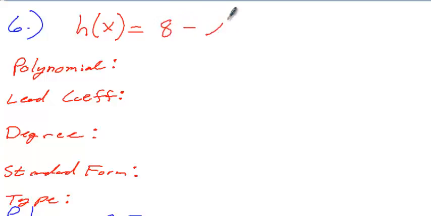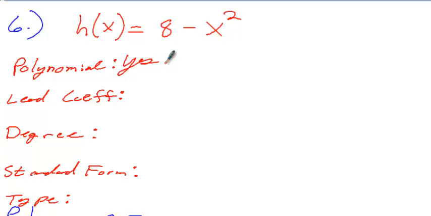8 minus x squared. Okay, so is this a polynomial? Yeah, I have a positive power, so it's just about powers, right? Positive powers. I don't have a variable as a power, right? I don't have 2x as my exponent, and the powers are rational. So it's a yes.